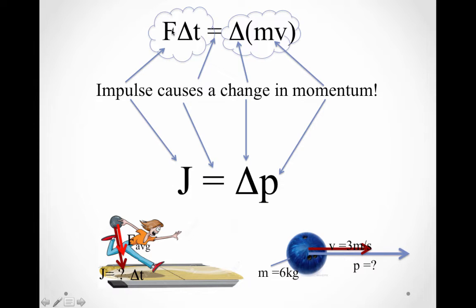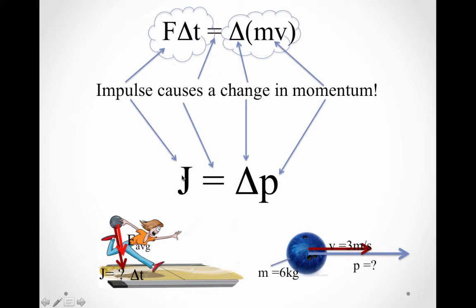So again, impulse, which is our symbol J, causes a change in momentum, mass times velocity. And so here's another way to look at that equation. J is equal to delta P.